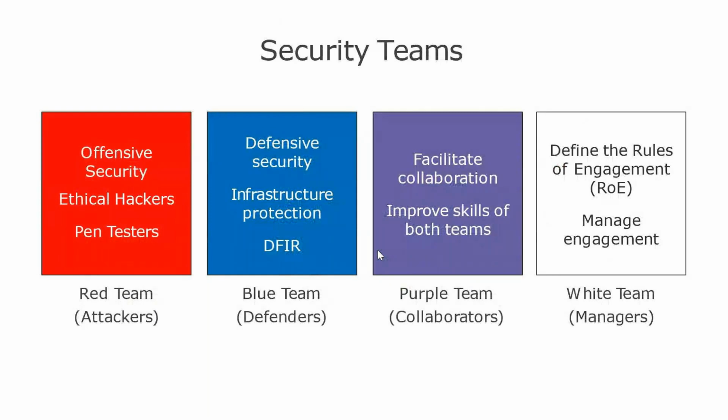Now, last, as part of this penetration testing, we have security teams which may be involved in multiple different kinds of activities. Like a red team, who's the attacker, doing the offensive security, ethical hacking, pen testers and all stuff like that. Do we have a blue team also, who's the defender, defensive security, infrastructure protection, DFIR. We have a purple team also, which is the collaborator, facilitating collaboration, improving skills of both teams. And the last one, white team, which is the manager, defines the rules of engagement, ROE, and manages the engagement. So this was the introduction of penetration testing.